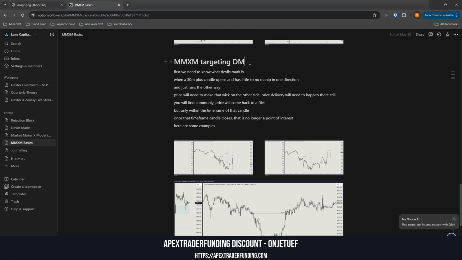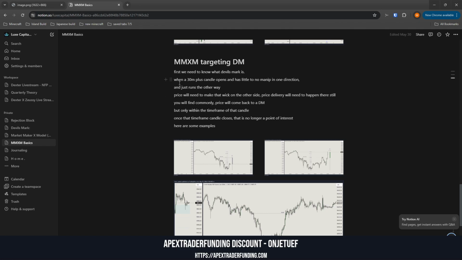Anyway, we'll talk about Devil's Mark today and how it can play into a market maker model. The first thing we need to know is what a Devil's Mark is. For a little while, I wasn't going to talk about this because I learned it in a private mentorship, and I didn't want to give away private mentorship stuff out in public for free. But then the person who runs the mentorship talked about it publicly, so now I can too. I'm including it here because it can be a really nice signature to pay attention to.